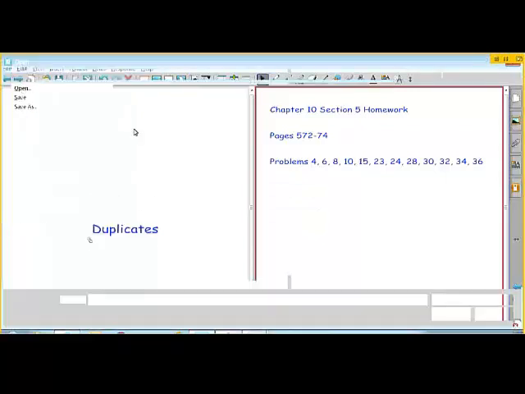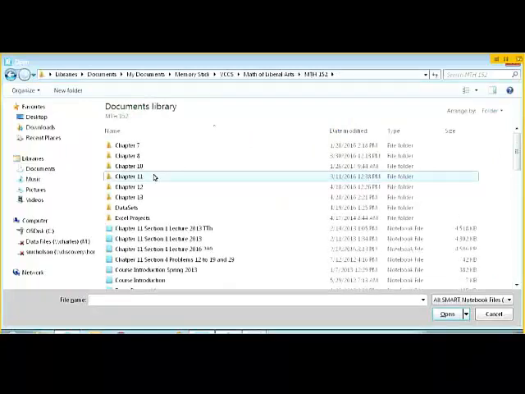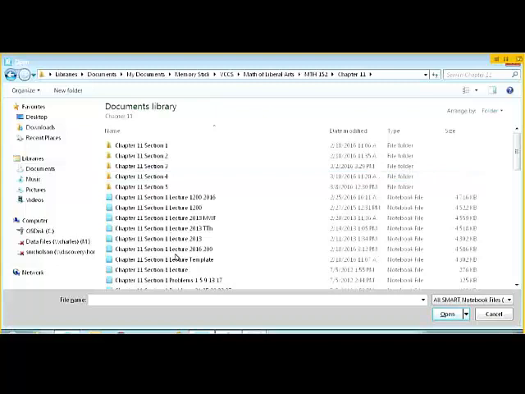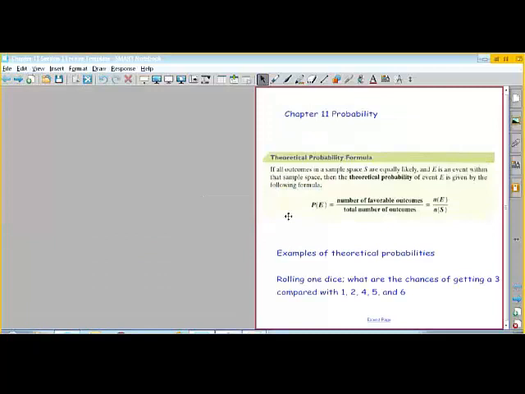Okay, so we're going to move on to chapter 11 now. We're going to use a lot of the stuff that we have learned in chapter 10, because probability is basically counting things, and it's comparing the number of what we would call favorable events to the total number of possible events. As you can see by the formula for probability, this is theoretical probability.